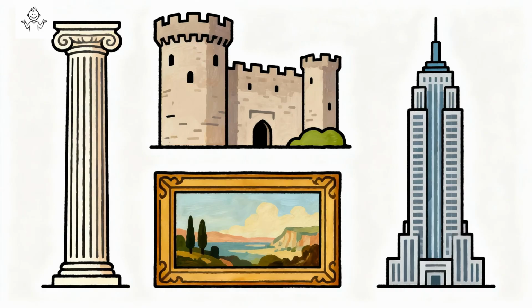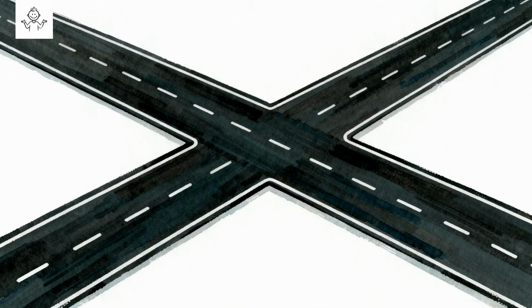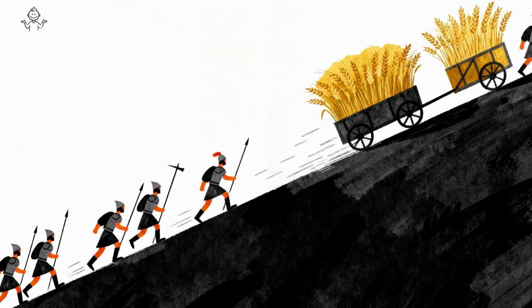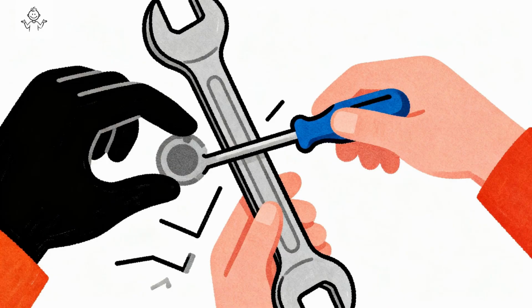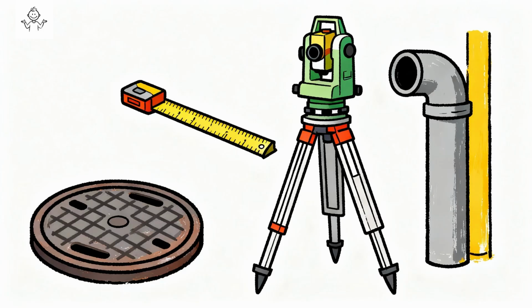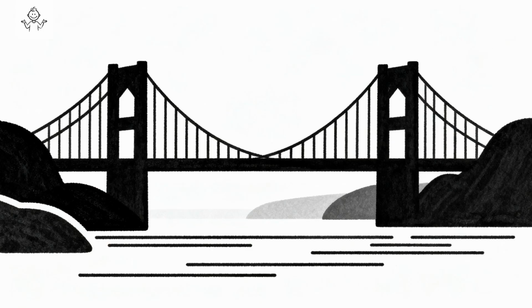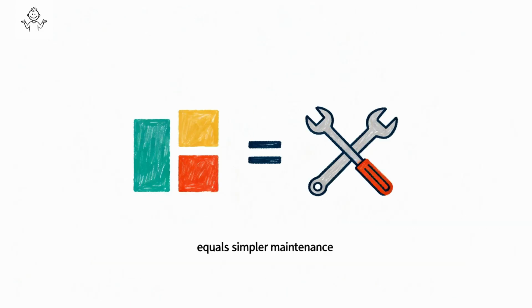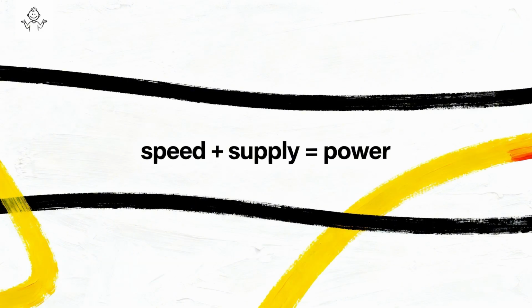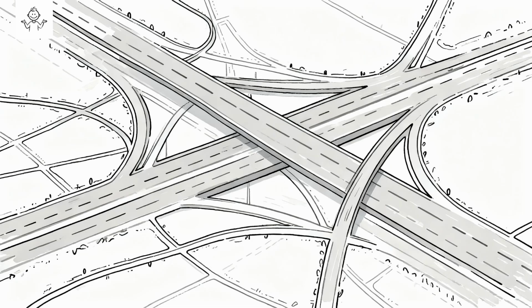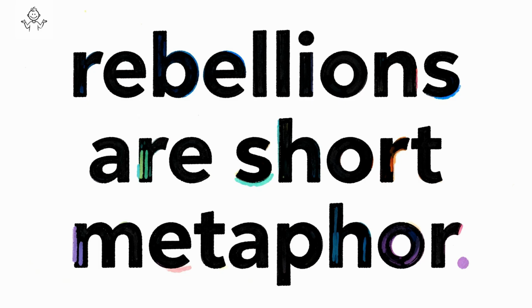4. History. Roman roads. Teach: straight roads cut travel time. The empire moves soldiers and grain fast. Gap: why straight? Repair: surveying plus drainage. Straight lines equal fewer bridges, equal simpler maintenance. Simplify: speed plus supply equals power. Prediction: where roads are dense, rebellions are short.